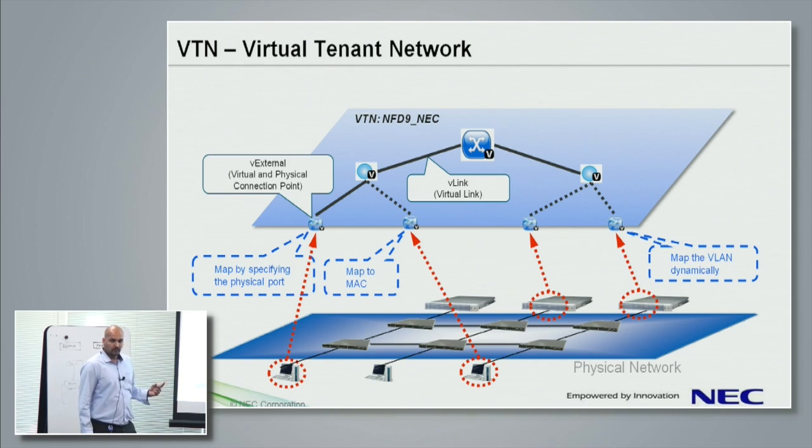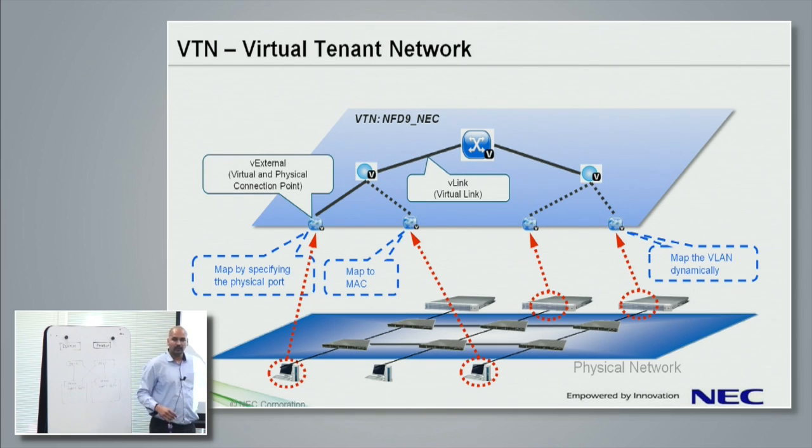The first technique is using interface mapping. Interface mapping is done by using the physical port of the OpenFlow switch and configuring it inside the VTN. So this is one way of connecting a host to the VTN. The second way is using the MAC address, the actual MAC address of the host. You can configure the MAC address of the host inside the VTN. This way, any traffic from that host will connect to that particular VTN.